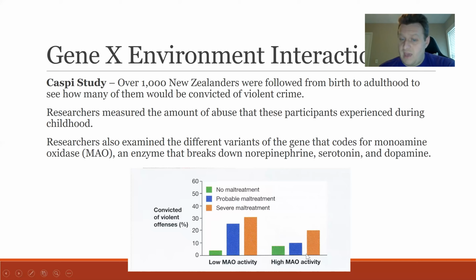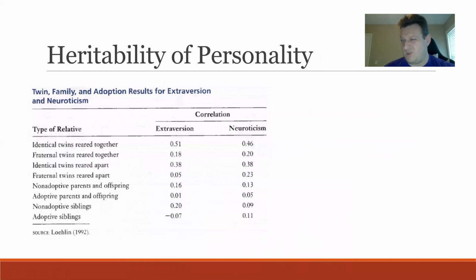Whereas for people that have this version of MAO, abuse has less of an effect. Abuse has less of an effect as to who's likely to be convicted of committing a violent crime. All right, these bars are more similar to one another than these bars over here. All right, so there's an interaction between which gene you have and some aspect of the environment. Here, the amount of maltreatment a child experiences. All right, so let's go and look at the actual data with personality here.